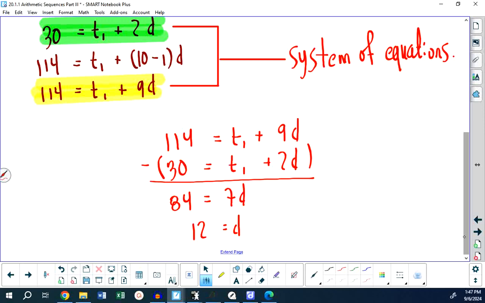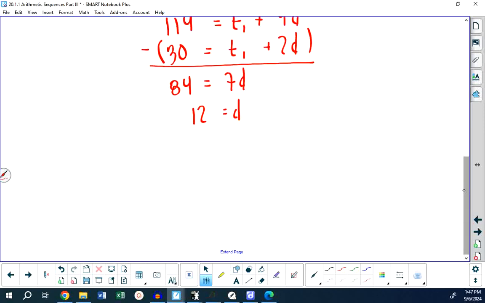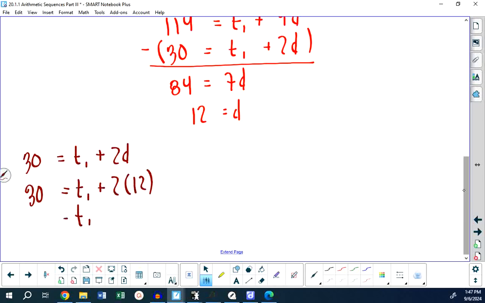I would be maybe inclined to use this equation only because the numbers are smaller than the other equation, but it's not going to matter. So now I put in 12 for D. I get 30 equals T1 plus 2 times 12. So T1 plus 24 is 30. Now I know T1 is 30 minus 24, which is 6.